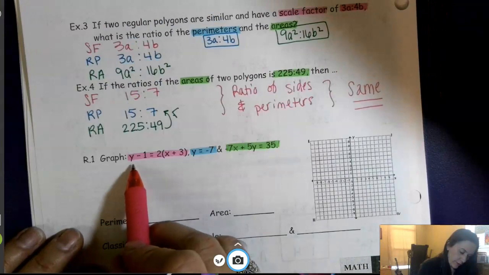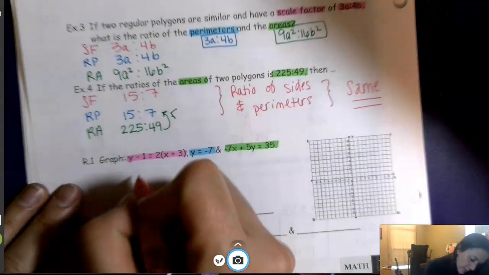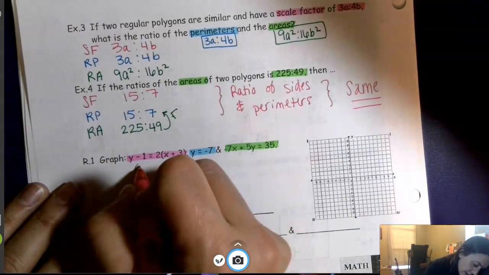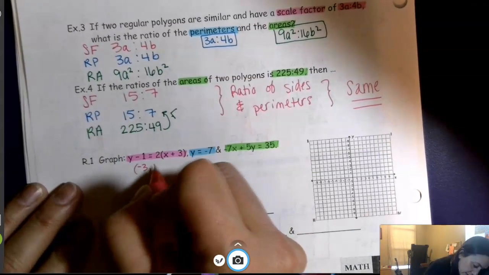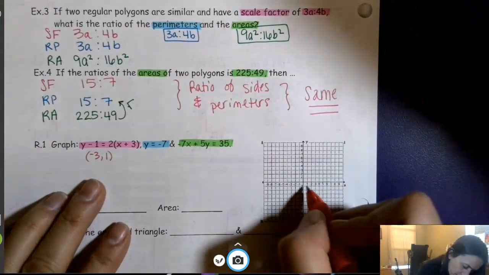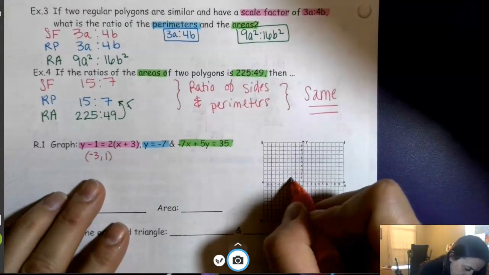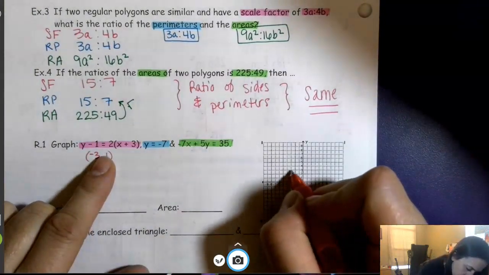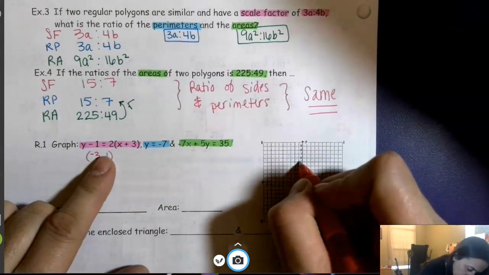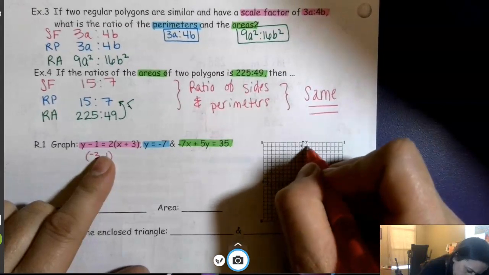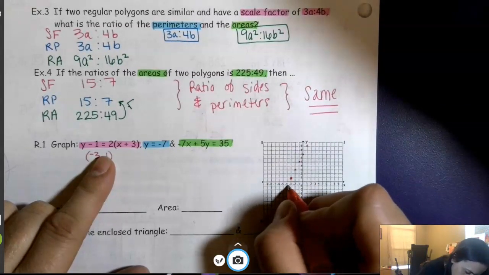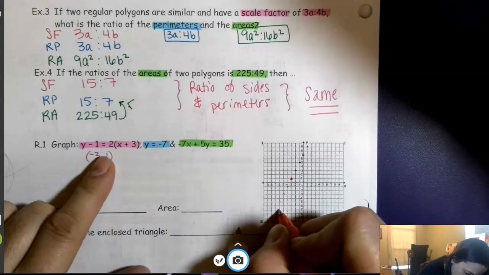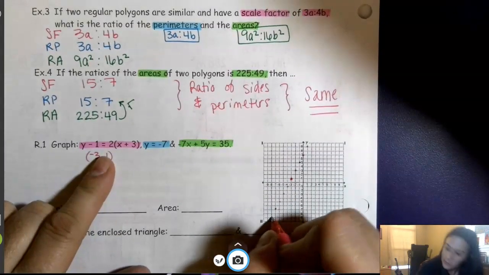Okay, so our first one is in point slope form. I'm going to pick out the point right here. Opposite of 3 will be -3. Opposite of 1 will be +1. So I go to -3, +1, and my slope is +2 here. So I go up 2 over 1, up 2 over 1. Then down 2, back 1, down 2, back 1, down 2, back 1. I can do all as far as I can go.